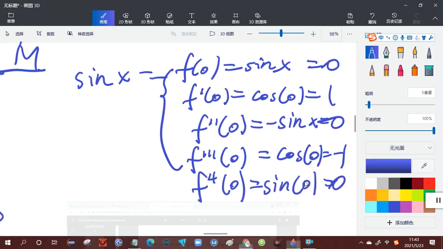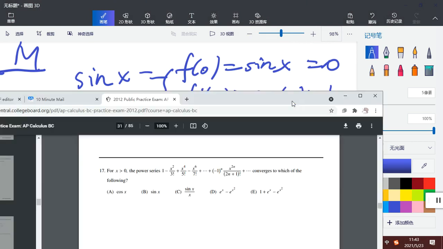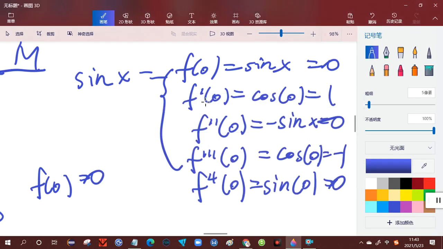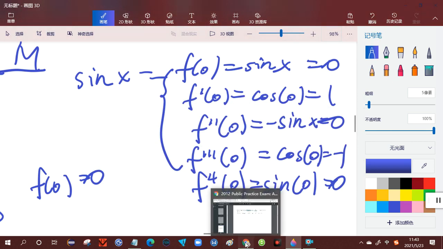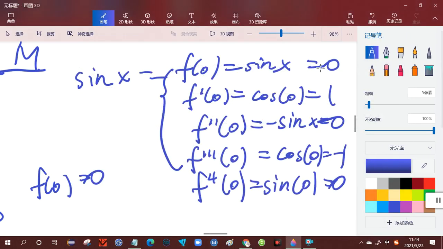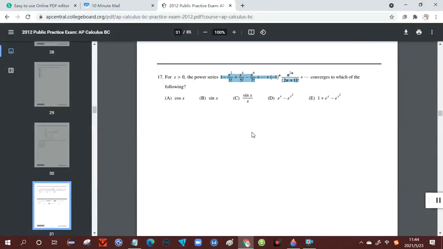Let's look at the first term. The first term, f(0), is equal to 0. However, the first term here is 1, so therefore sin x is not the correct answer, because f(0) for sin x is equal to 0. Then we test cos x. Cos x works the same way, opposite: 1, 0, negative 1, 0. So the first term is right. Now let's test out the second term.